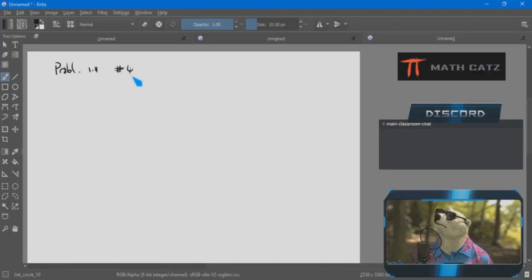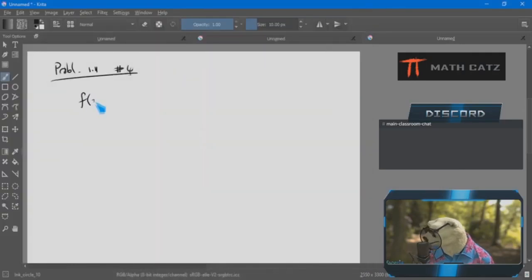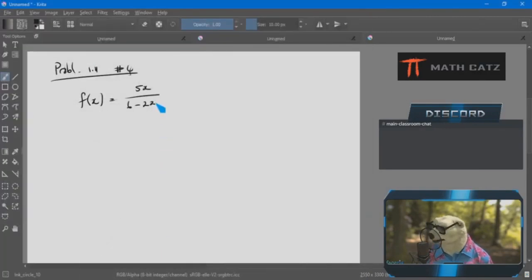Problem 111, number 4, and it is f of x equals 5x over, I believe it was this, I don't remember exactly. Yes, it is. Okay. 6 minus 2x. Now, at the very start, I just want to see things in a consistent way. And the way I always want to see it is descending powers of x. So the leading term here is negative 2x. They're just shuffling it around to confuse me. I will not fall for it.